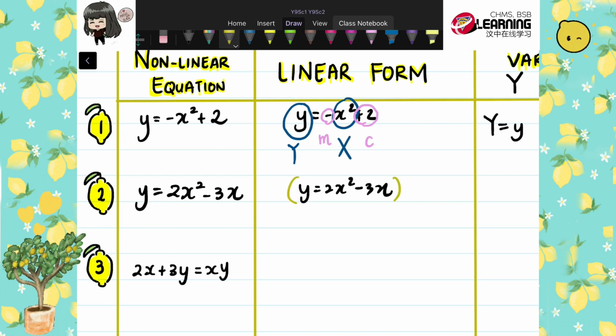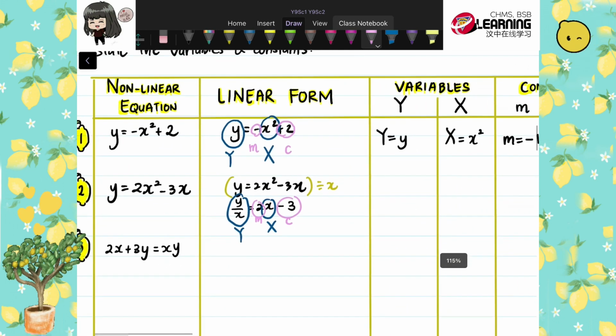So what I'm going to do here is to divide everything with X. After I divide everything with X, this will be Y over X. This will be 2x, and this will be minus 3. Here no more x anymore. Then this will be my big Y, this will be my big X, and this will be my M, this will be my C.